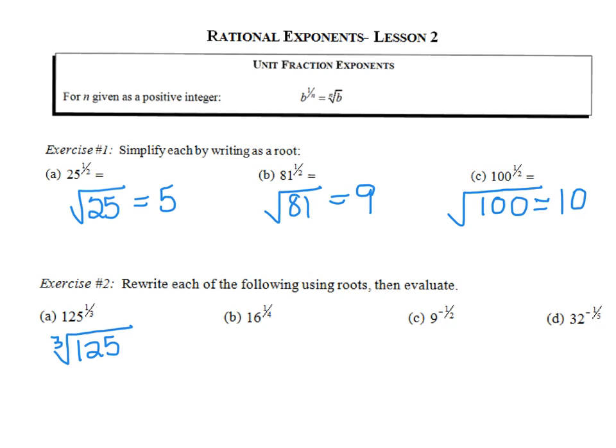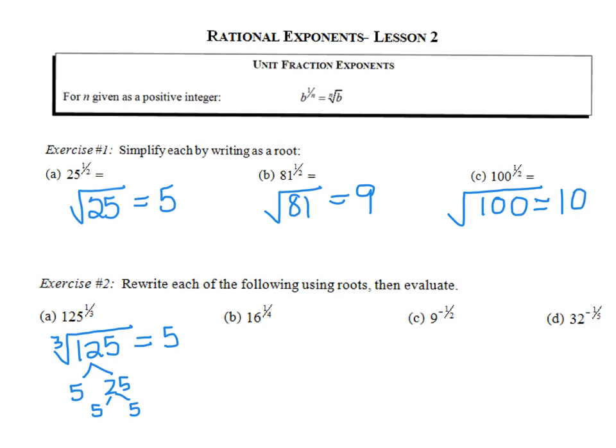Now, because I'm looking for a number that can be multiplied by itself 3 times to get 125, I think about the factors of 125. 125 can be broken down into 5 times 25, and then 25 can be broken down into 5 times 5. So I see that the number 5 multiplied by itself 3 times gives us 125, so the cube root of 125 is just 5.